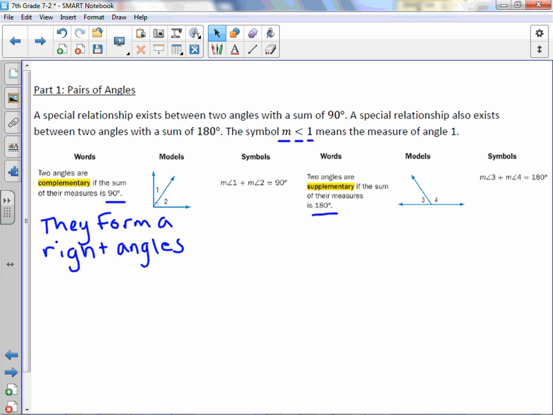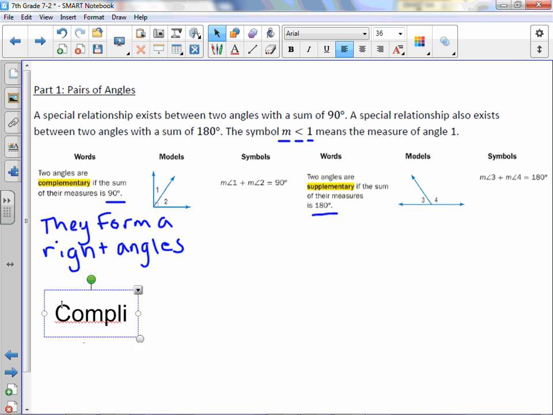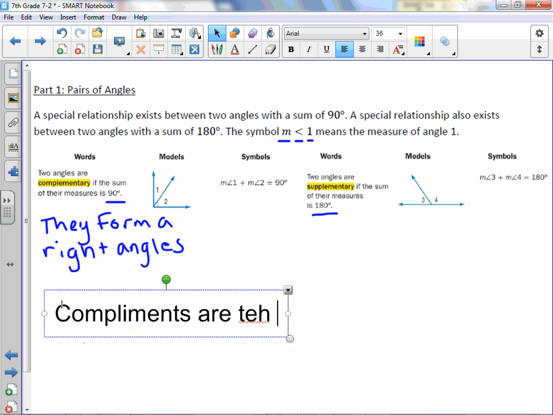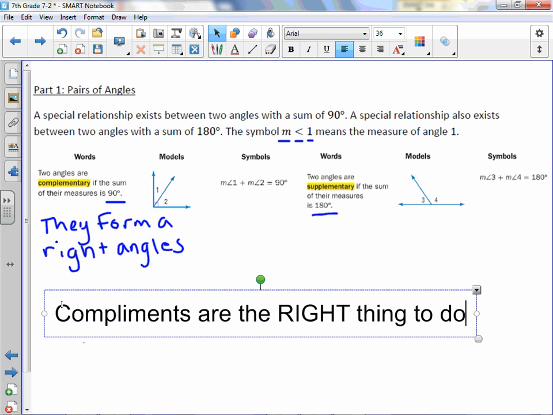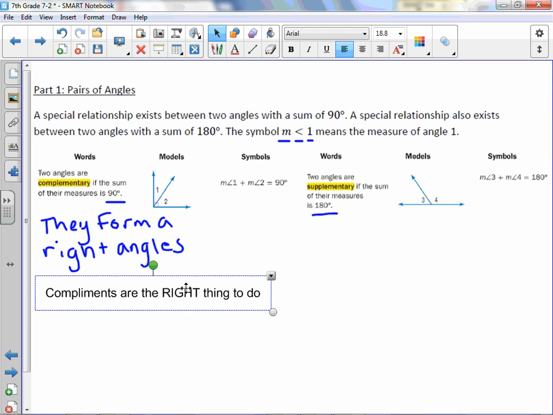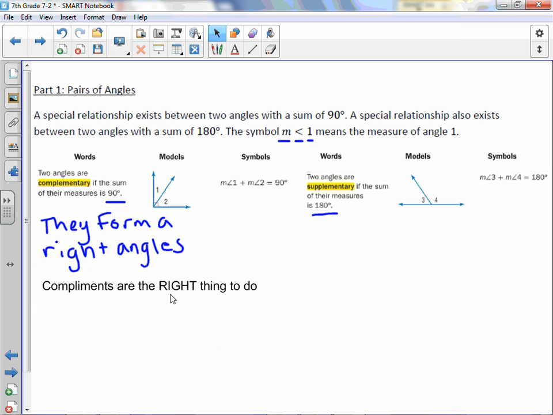Now, the one for complementary would be that complements are the right thing to do. Complementary angles form a right angle. Right is 90, complementary 90. So there's that string of connections there.